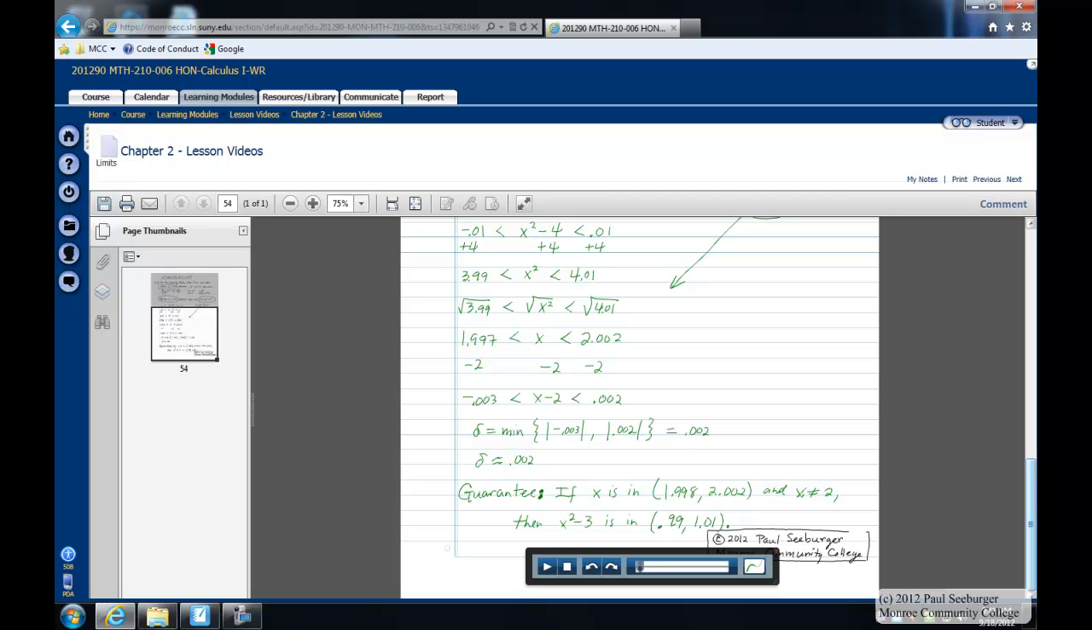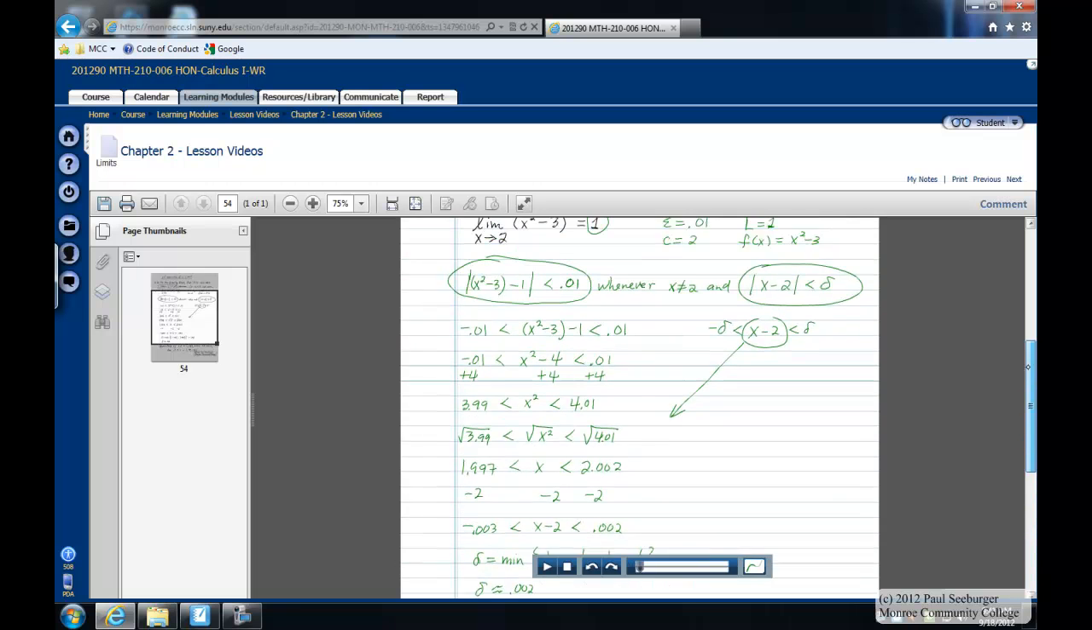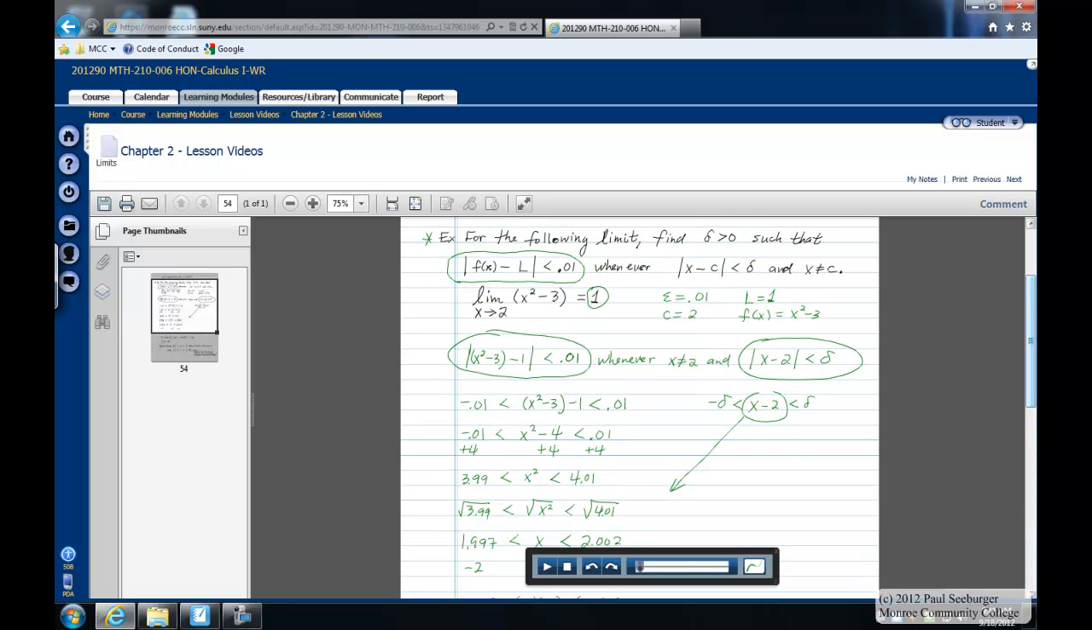Okay, so you can guarantee that if x is in the interval within 0.002 of the target value of 2, that's what the target value was, and x is not equal to 2, then x squared minus 3 has to be in the interval from 0.99 to 1.01. In other words, within 0.01 units of the limit value of 1, which again we shouldn't be too unsure about what the limit should be. Here it's continuous, so we can plug the number in. We know what the limit should be. But this proof is done to show that it satisfies the idea of closeness.